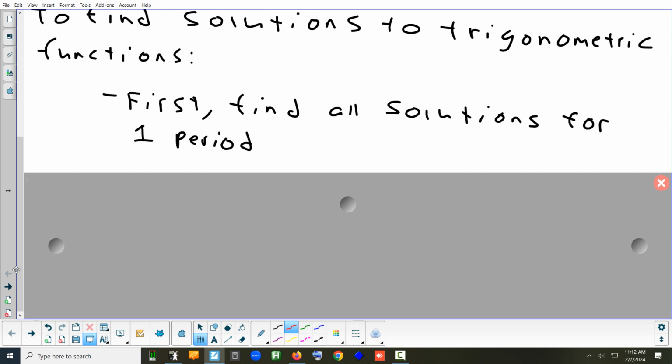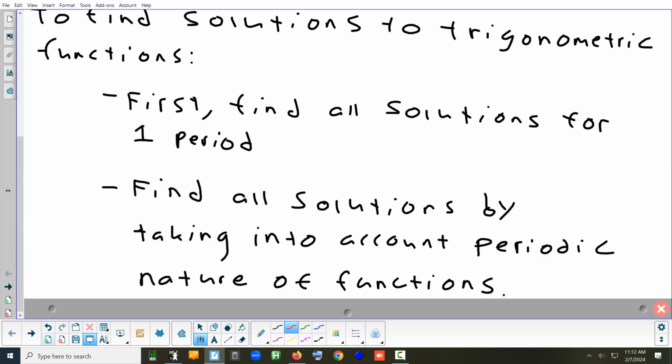Okay, so to find all the solutions, first, find all the solutions in one period. That means graph it on the screen, set your window to one cycle. Next, we find all the solutions by taking into account the period. So you basically do plus the period times an integer, any integer. Usually we use n. You might see different letters, but plus the period times n. Okay, so that's review. That's what we've been doing for quite a while.